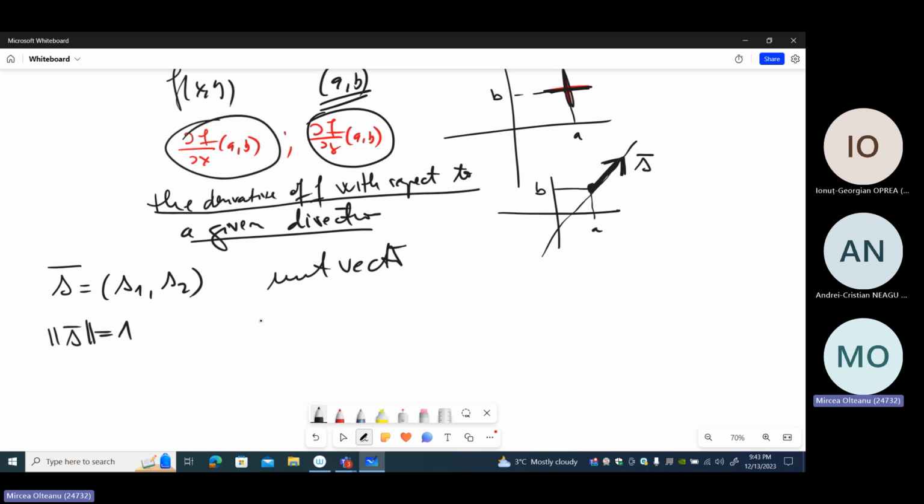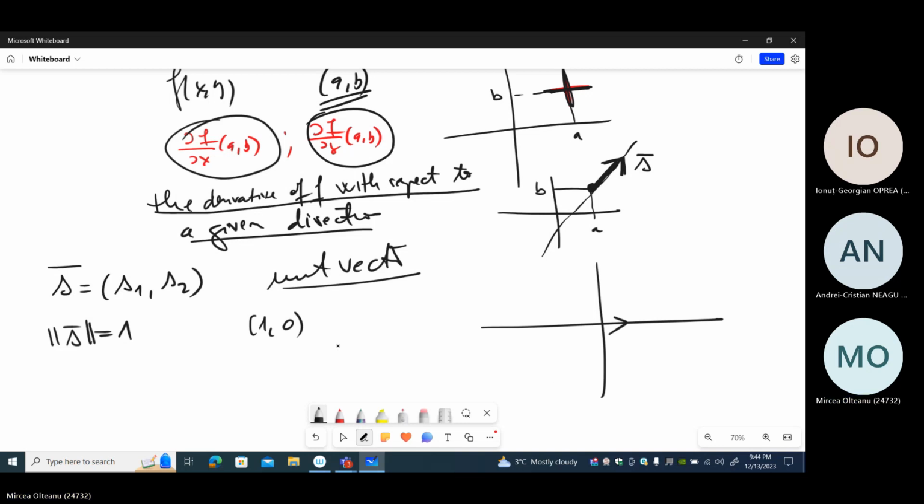For example, the first element of the canonical basis, (1, 0), is an example of a unit vector which defines a direction. What direction? This one. The second vector from the canonical basis is (0, 1). It defines this direction. These are unit vectors, the length is 1. If I take the vector (-1, 0), it is this one. It defines this direction.